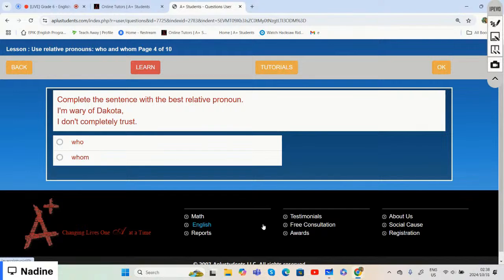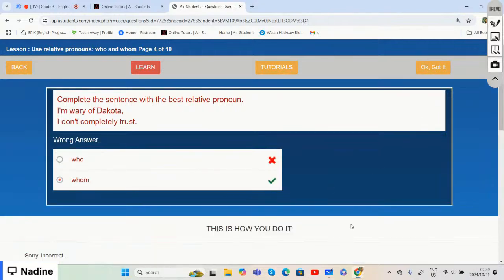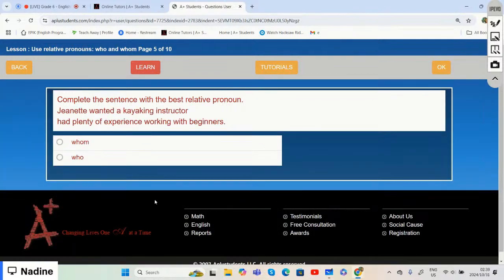So I'm wary of Dakota, who or whom I don't completely trust. So it's I'm wary of whom I don't completely trust. Right? So that was both mine and your mistake. So whom I don't completely trust.